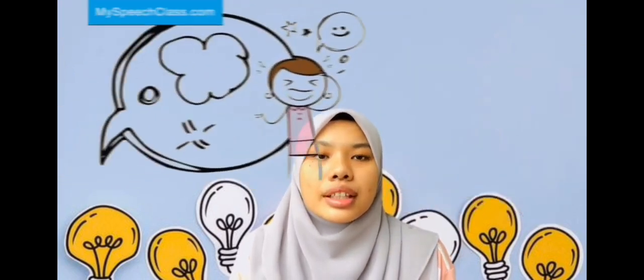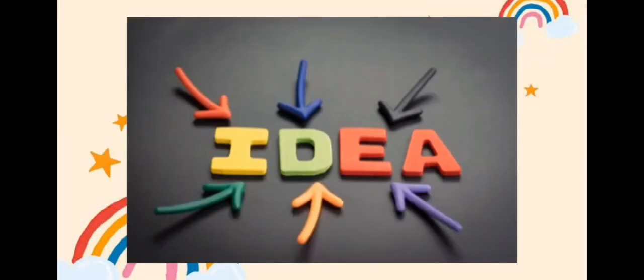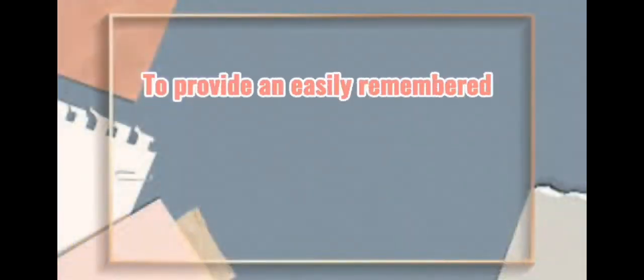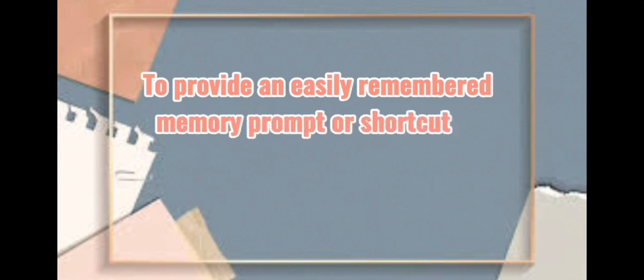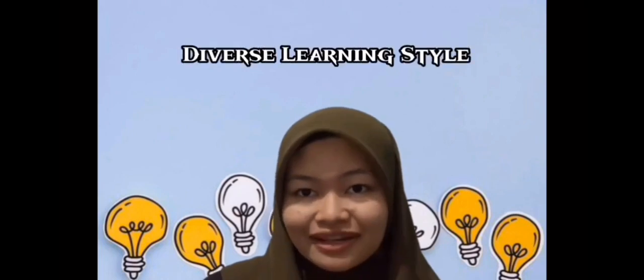Moreover, humor and emotional anecdote technique. This technique is used to create an emotional memory link to important ideas. Last but not least, we can also use mnemonics and acronyms. Mnemonics and acronyms are used to provide an easily remembered memory prompt or shortcut to increase the likelihood that a list is retained.